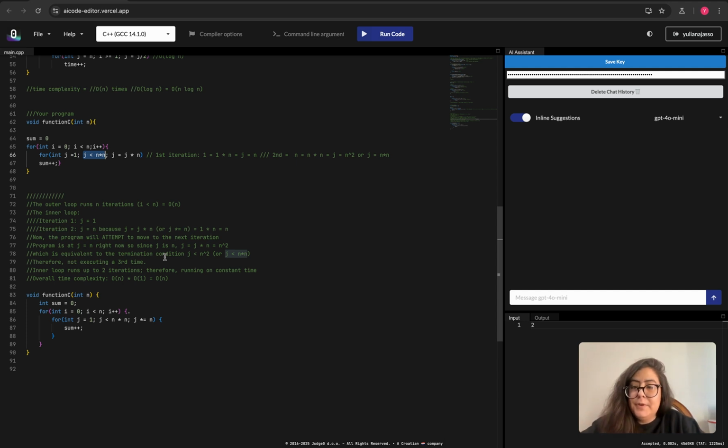Therefore, our inner loop runs up to 2 iterations, therefore running in constant time. So now we know that this runs in constant time. So we get O(n) for the first and O(1) constant time for the second. Now we multiply them together, and our overall time complexity is O(n).